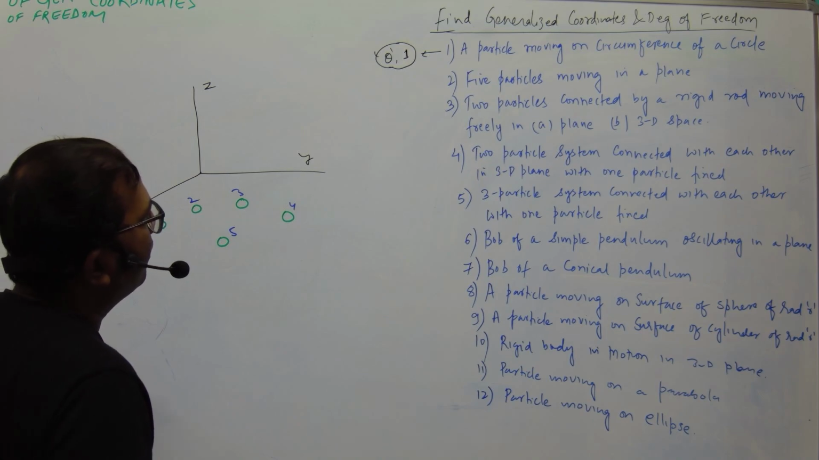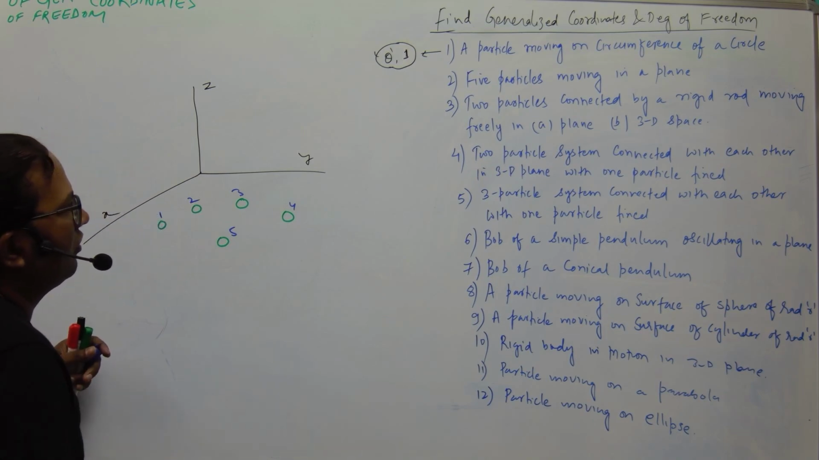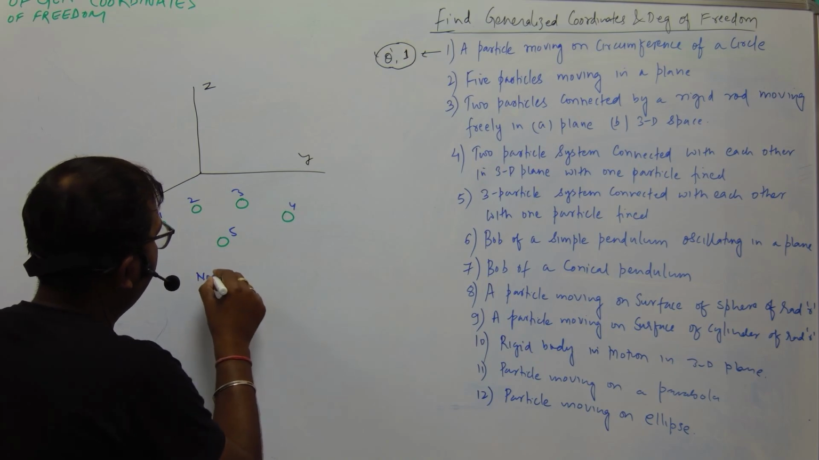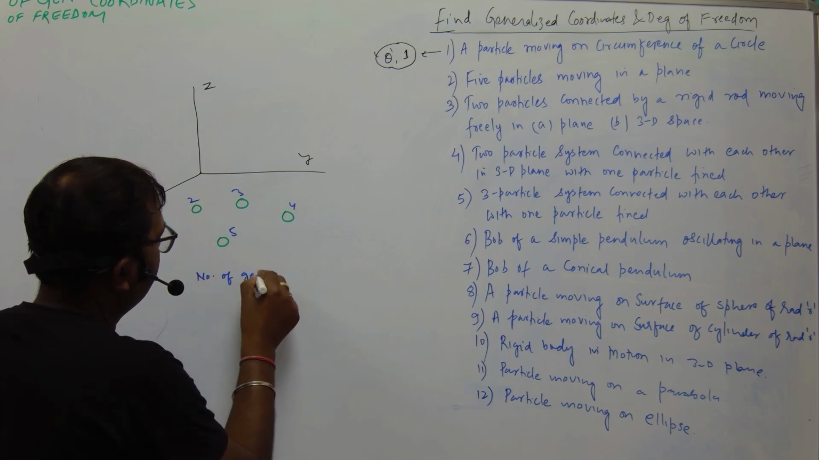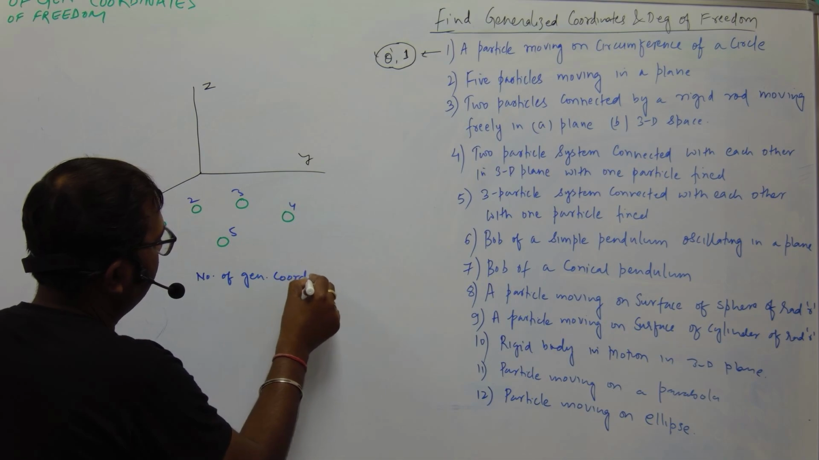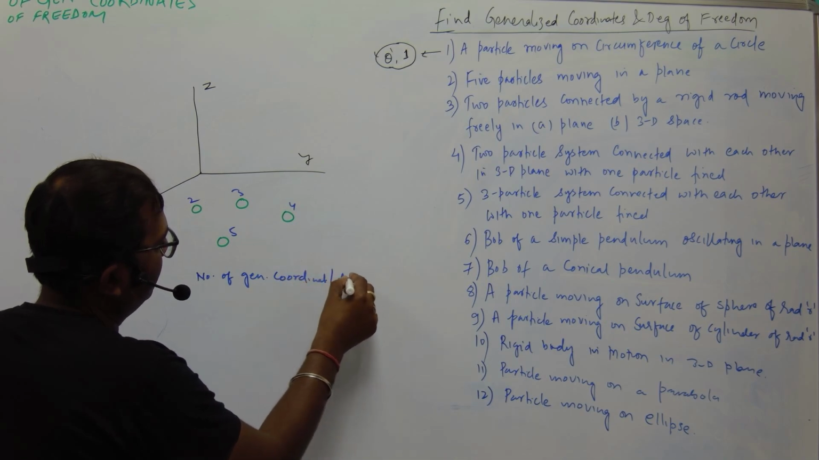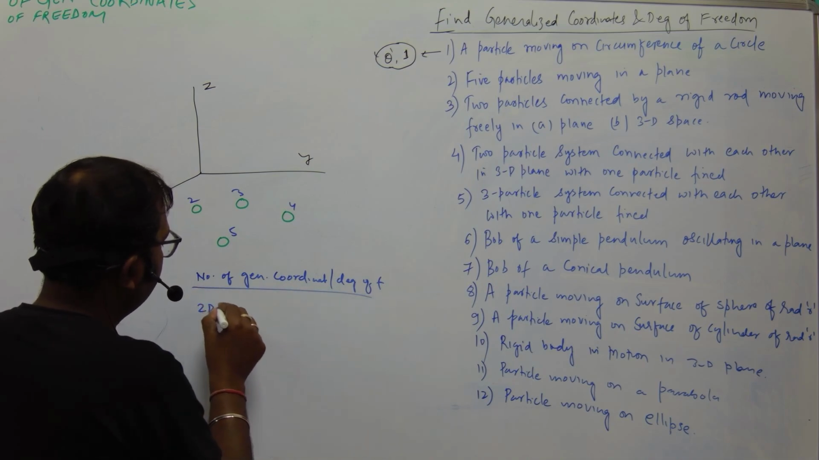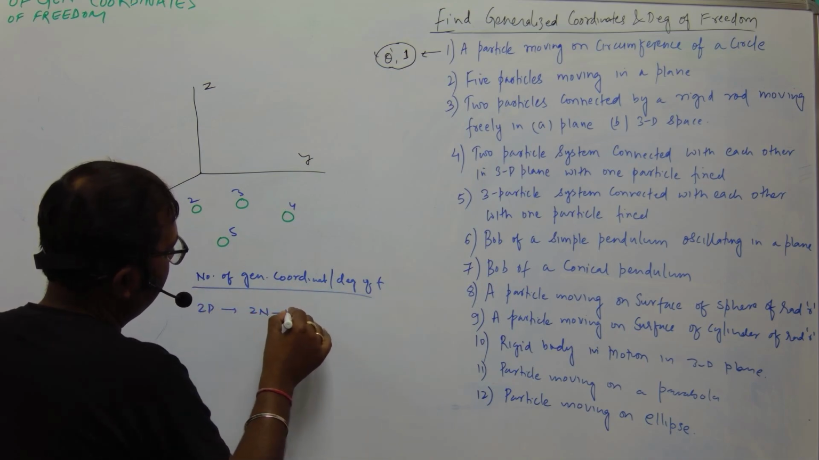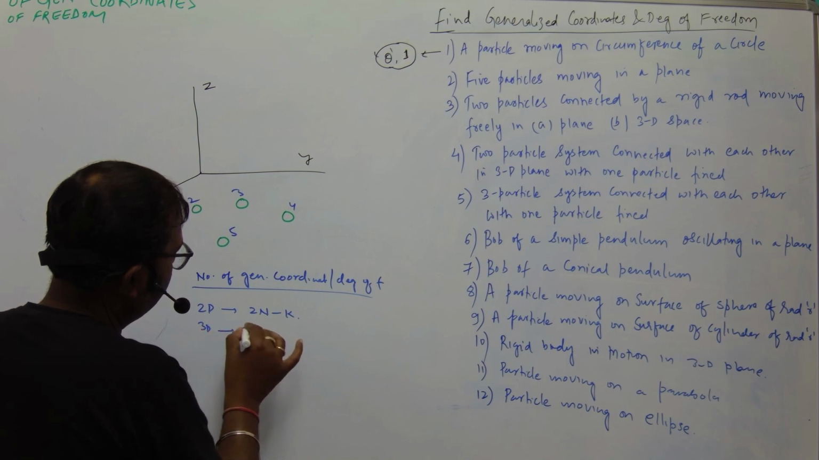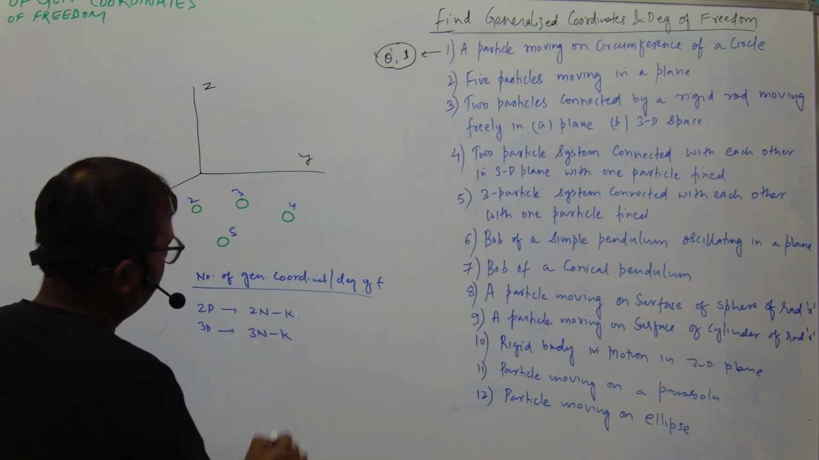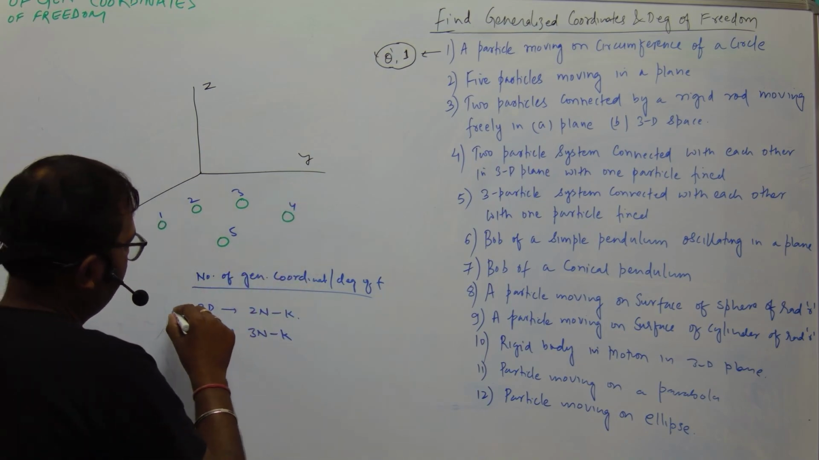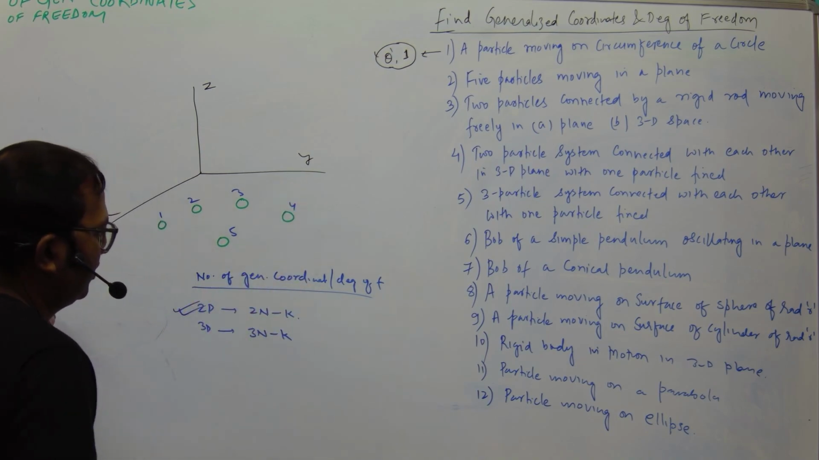Okay, particle moving in a plane. So how can we find the number of generalized coordinates? So we have number of generalized coordinates and degrees of freedom. How do we find the degrees of freedom? For a 2D plane it is 2n minus k, and for a 3D plane it is 3n minus k. Okay, so here this is a 2D plane, so this formula will be applicable.